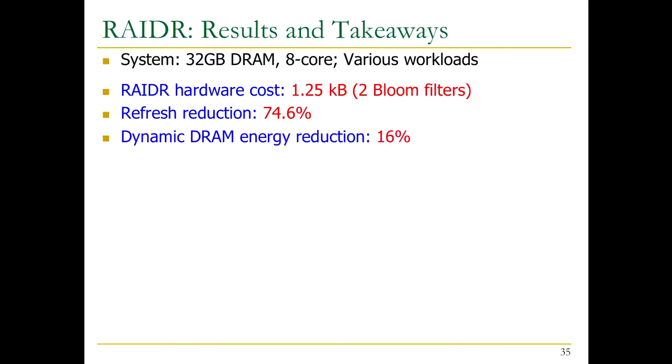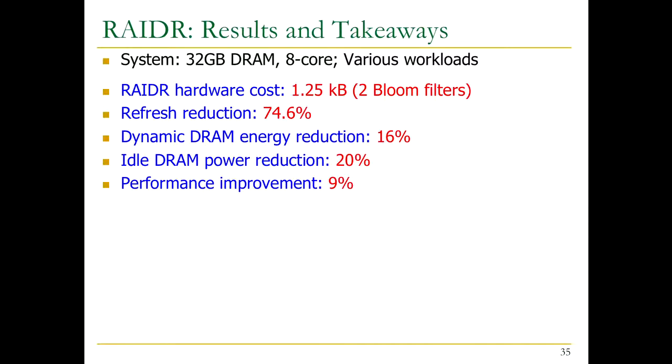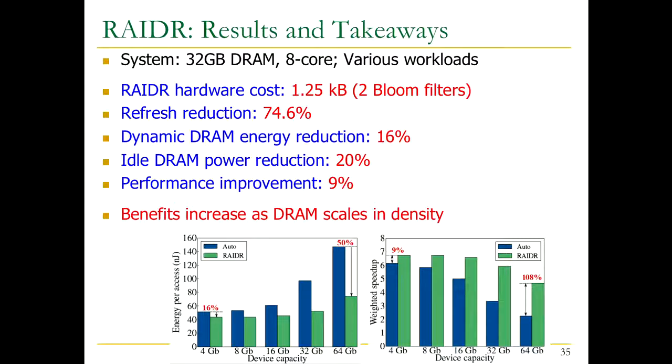Now, this translates, after simulations, to a 16% dynamic energy reduction in DRAM, and 20% idle power reduction in DRAM. So I could save 20% power here, which is not unreasonable, right? And a performance improvement of about 9%. Not bad, right? For a single mechanism, it's not bad. It turns out you have a lot of mechanisms that build up like this to actually have a newer computer system. Okay, and also what's more important is benefits increase as DRAM scales in density.